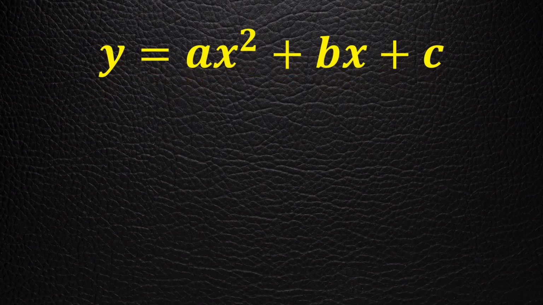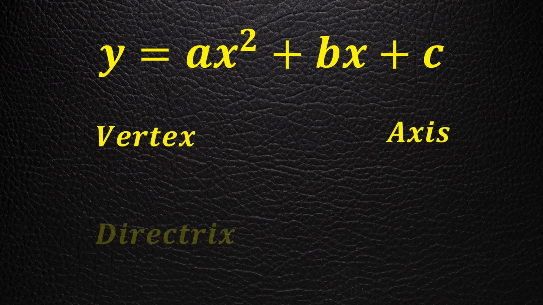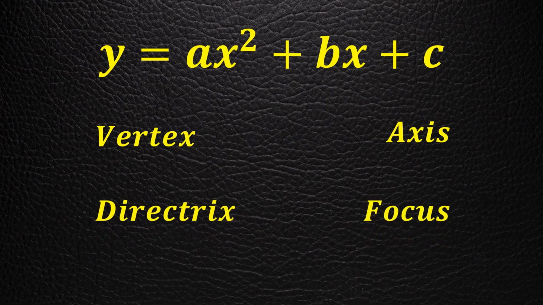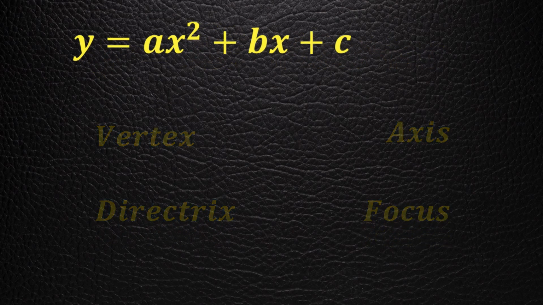In this video, we are going to show that the quadratic function y is equal to ax square plus bx plus c represents a parabola. We also find its vertex, axis, directrix, and focus. First, we show that y is equal to ax square plus bx plus c represents a parabola.